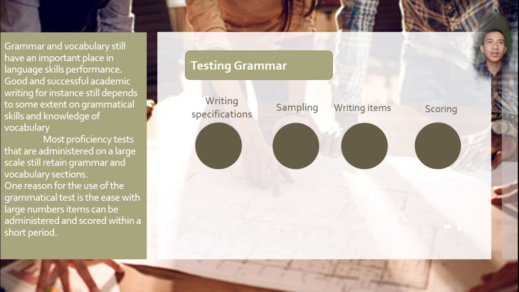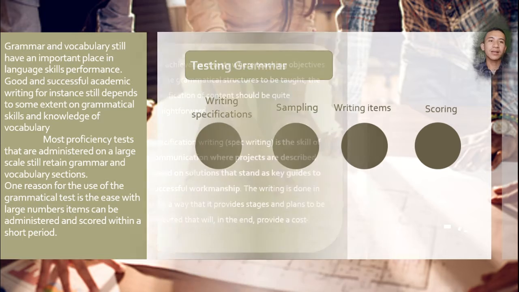Grammar and vocabulary still have an important place in language skills performance. Good and successful academic writing, for instance, still depends to some extent on grammatical skill and knowledge of vocabulary. Most proficiency tests that are administered on a large scale still retain grammar and vocabulary sections. One reason for the use of the grammatical test is the ease with which a large number of items can be administered and scored within a short period.